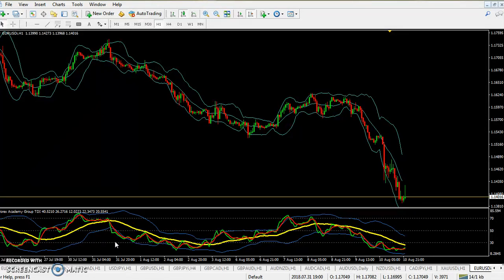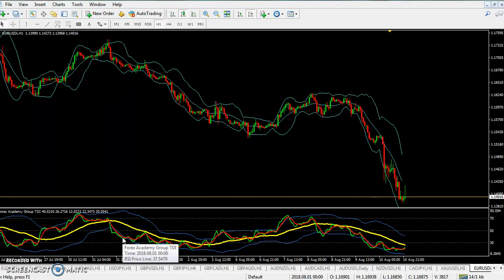Right when you start, the TDI is starting to open up, the volatility bands are spreading open, forming a bubble, and then you see the RSI and the signal line pretty much riding that bottom volatility band. That is a good indication of a sell signal.